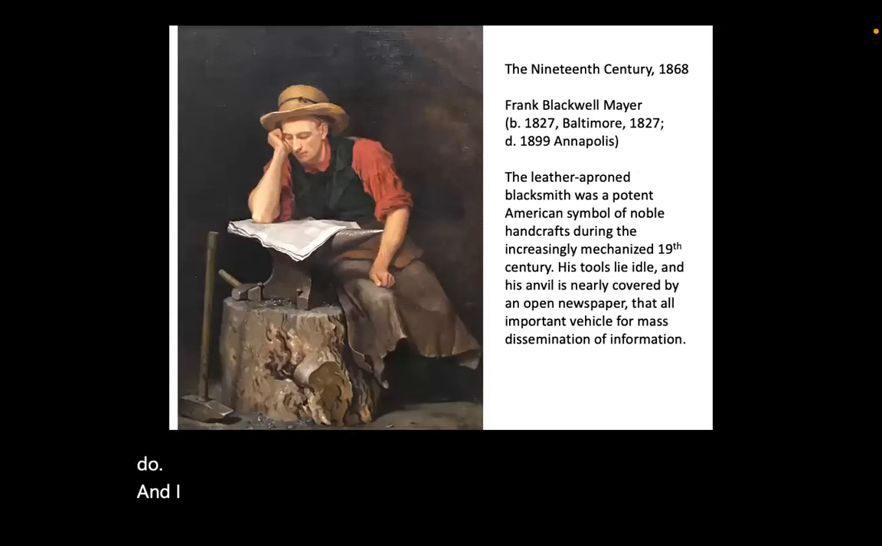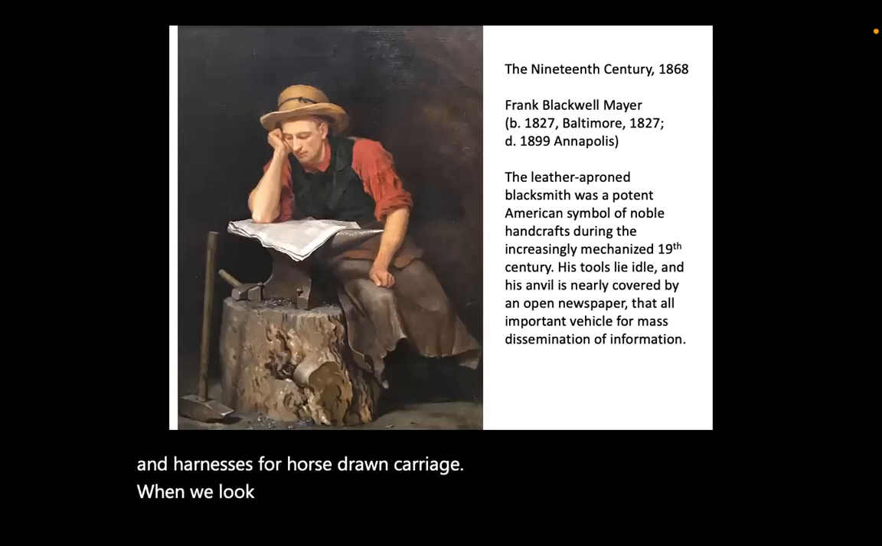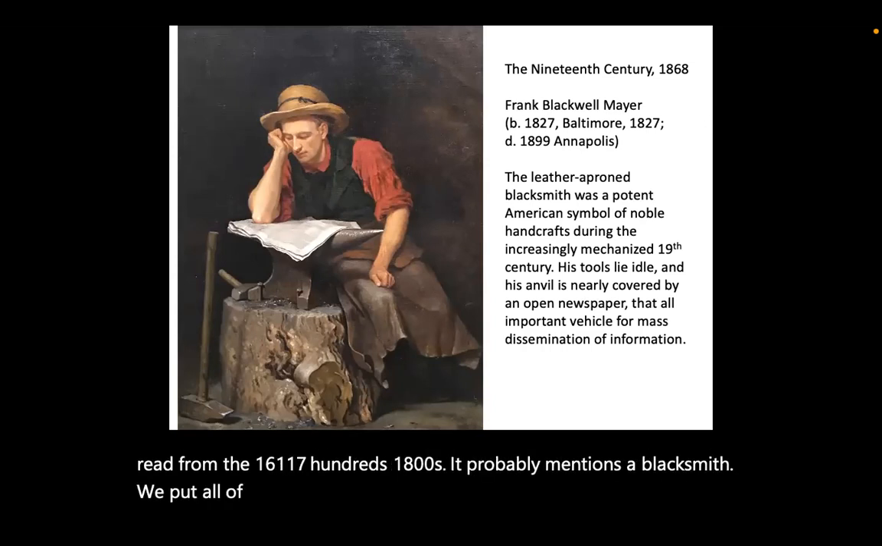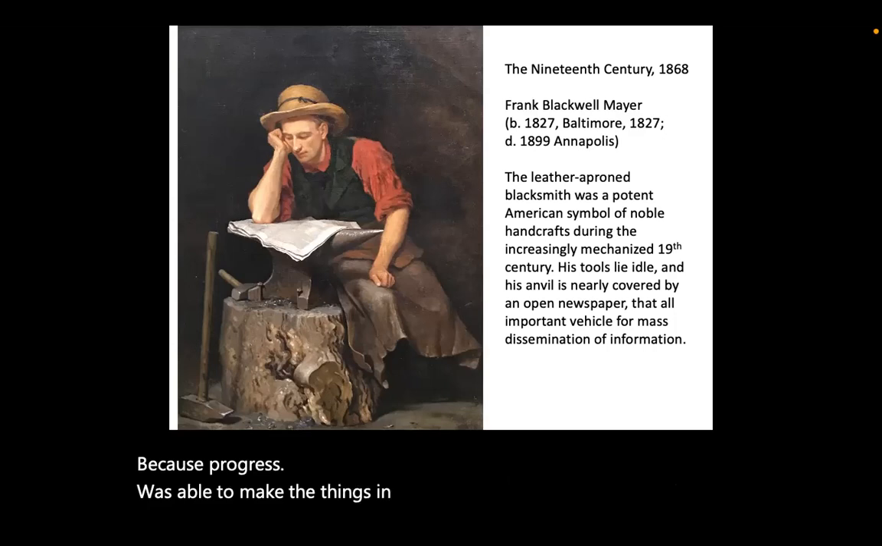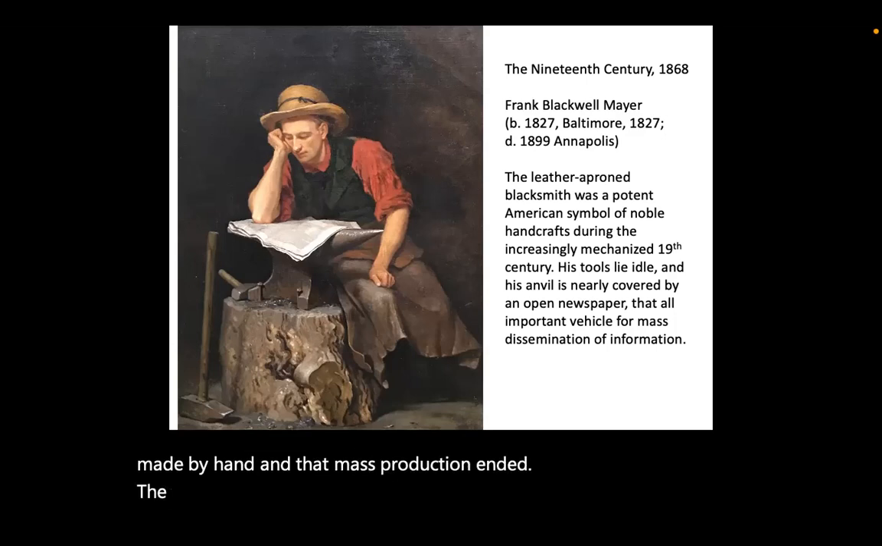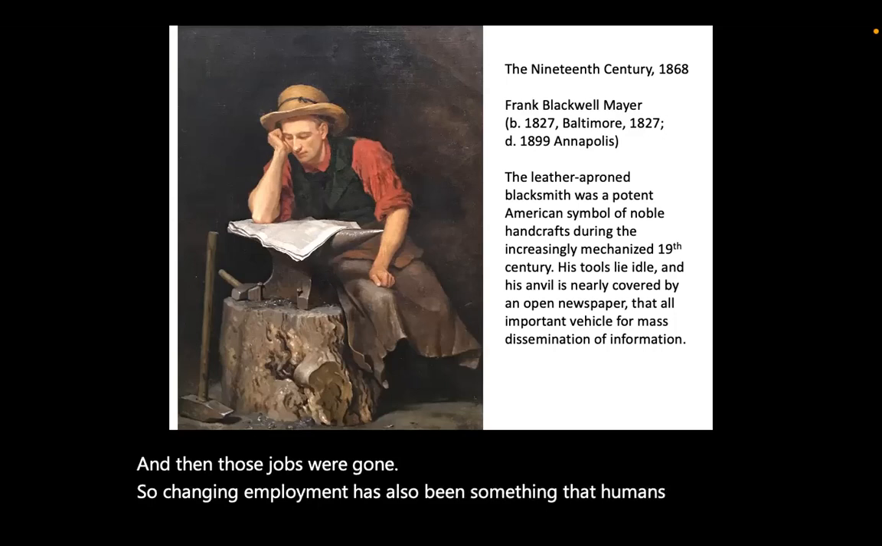And I mentioned all of those people that 100 years ago made the buggies and the harnesses for horse-drawn carriage. When we look back in the 1800s, think about blacksmiths. Every book you read from the 1600s, 1700s, 1800s, it probably mentions a blacksmith. We put all of them out of work, the collective we, because progress was able to make the things in factories that blacksmiths previously made by hand, and that mass production ended the jobs for tens of thousands of people around the world. Those jobs were here, and then those jobs were gone. So changing employment has also been something that humans have adapted to over the last few hundred years.